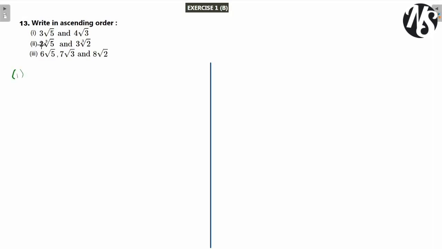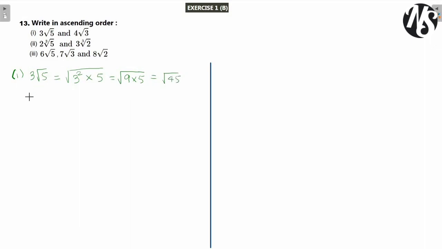The first question says 3 root 5 is one of the numbers. Be very careful here. This is a square root, isn't it? Whenever you take a number within the square root, you have to write 3 square, into 5. What is 3 square? 3 square is 9, so we have 9 into 5. 9 fives are 45.